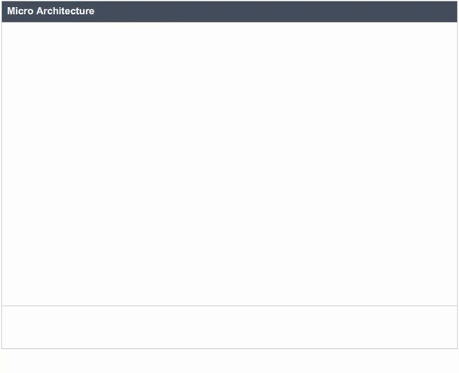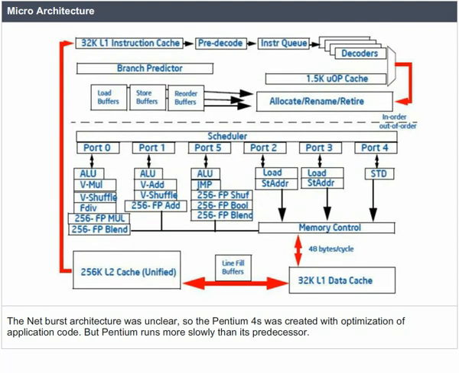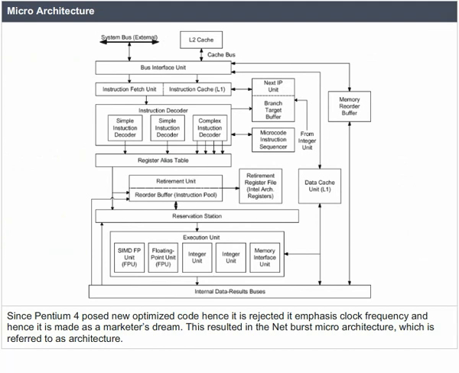Microarchitecture. The NetBurst architecture was unclear, so the Pentium 4s were created with optimization of application code. But Pentium 4 runs more slowly than its predecessor. Since Pentium 4 posed new optimized code, it rejected its emphasis on clock frequency and became a marketer's dream. This resulted in the NetBurst microarchitecture.